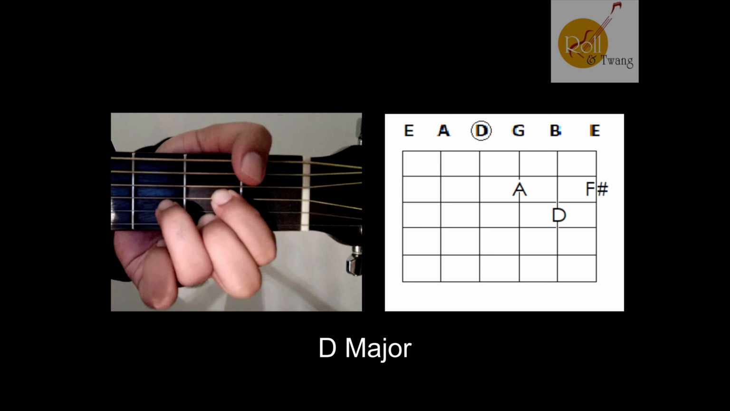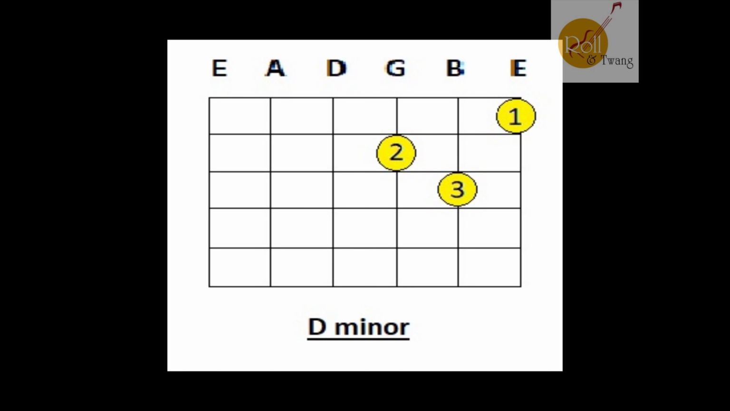So if we start from the root note, which is D string, the notes will be D, which is open D string, A, which is second fret of G string, D, which is third fret of B string, and F sharp, which is second fret of the high E string. Let's find out about the same minor chord. So this is the shape of a D minor chord.